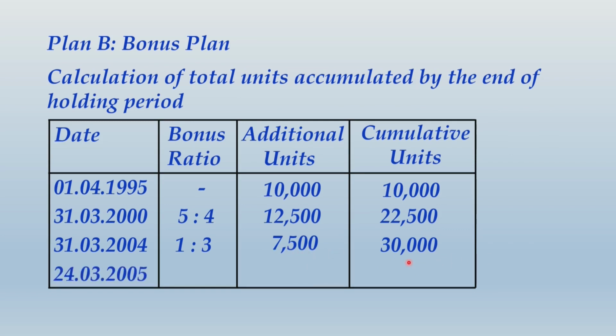The last date on which bonus was declared is 24th March 2005, where bonus ratio is 1:4. So 1/4 of 30,000 units will give you 7,500 units, and that added to 30,000 will give you cumulative units finally as 37,500 units. So friends, before I take you further, please take note of all these calculations, and I am sure you easily understand the calculation of bonus units based on the bonus ratio informed. So quickly take note of this and then we shall move ahead.